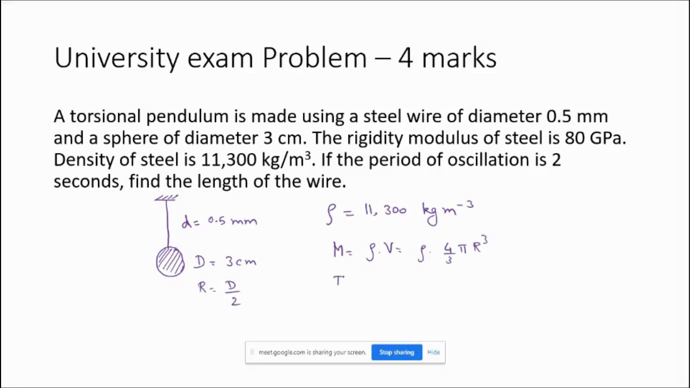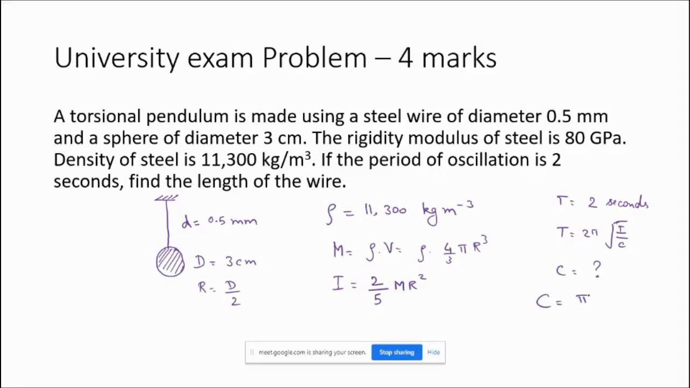Okay, so you can find the mass, and the moment of inertia of a sphere about its axis would be 2 by 5 m r square. So r is known, mass can be found using this formula. You can calculate the moment of inertia here. Now, the time period of oscillation is given to be 2 seconds. But we have time period as 2 pi root of I by C. I is known, so you can find what is C.